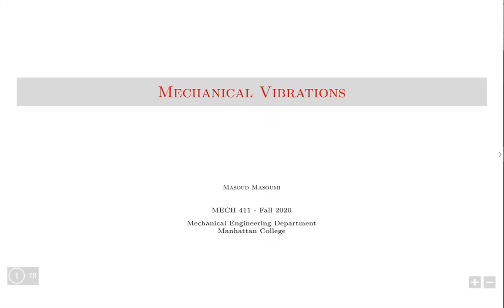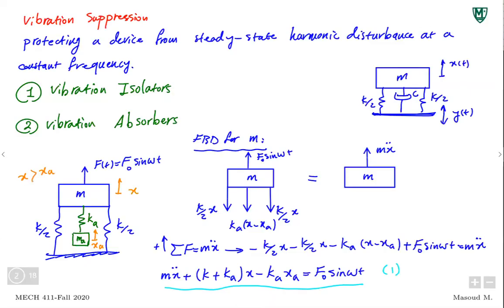So we're talking about vibration absorbers, right? We said, well, in general, vibration suppression is just we're trying to suppress the vibration, as the name says. I'm trying to protect the device from steady state harmonic disturbance at specific frequency. We saw vibration isolators before when we were talking about transmissibility.